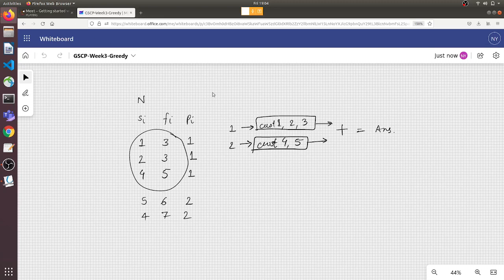For this example, if we apply the algorithm on the first one, we sort them according to the departure times. Already they are sorted, so we'll pick this customer, then discard the second because they're overlapping, then pick the third. So the answer for the first is 2. For the second they're actually overlapping, so we'll take customer 4, discard this one, and we get 1. Then we do an addition and we get the answer as 3. So that is the entire solution to the problem.